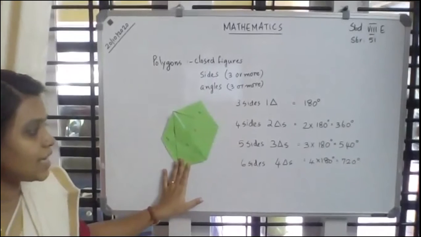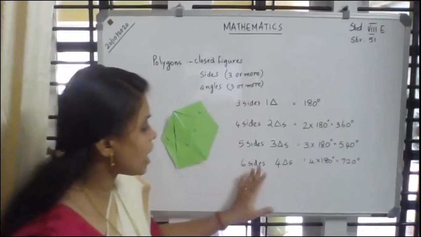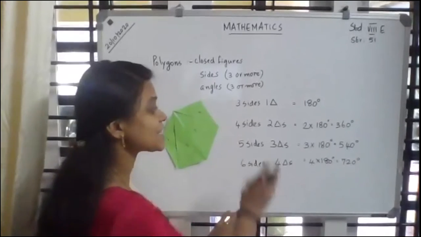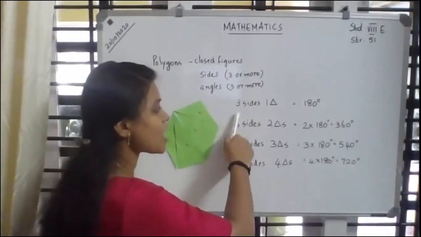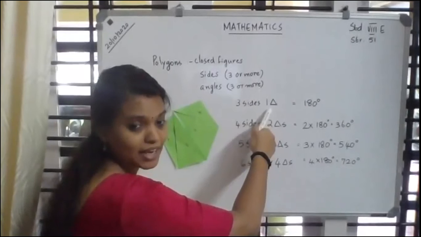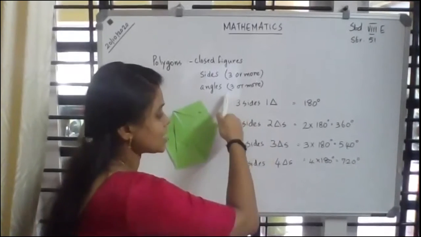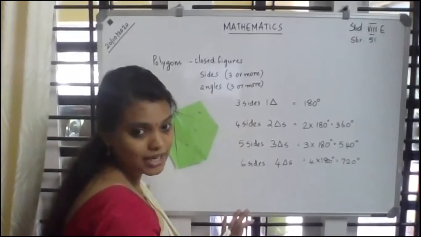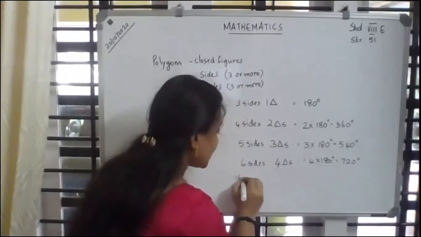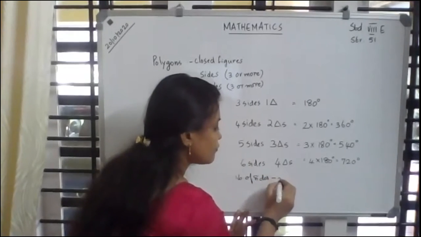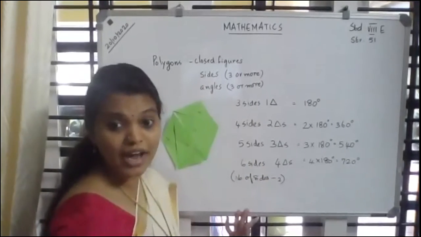Now, can you see any relation between the number of sides and the number of triangles? Yes, there is a difference of 2, isn't it? 3 minus 2 gives you the number of triangles. Number of sides minus 2 will give you the number of triangles. Isn't it the same for all these 4 steps? Yes. So, number of sides minus 2 will give you the number of triangles.